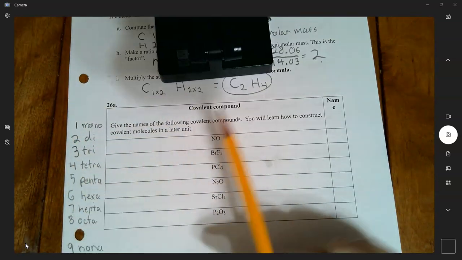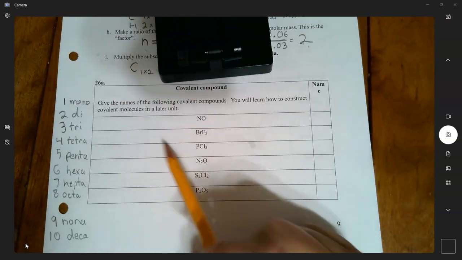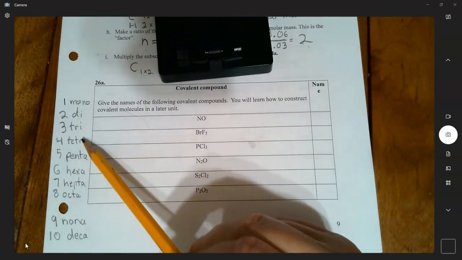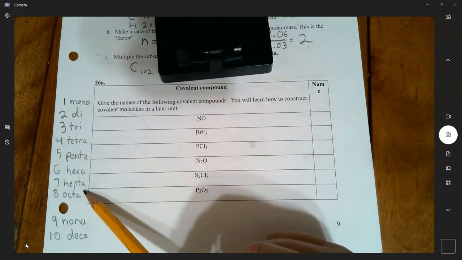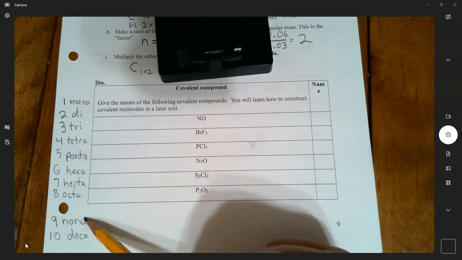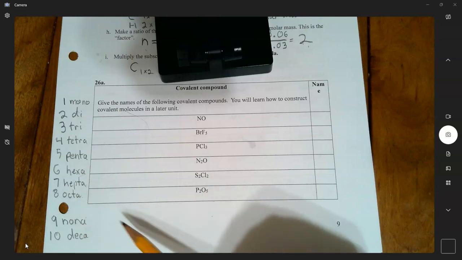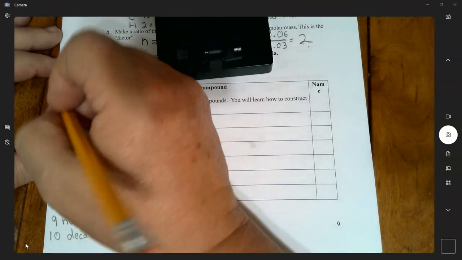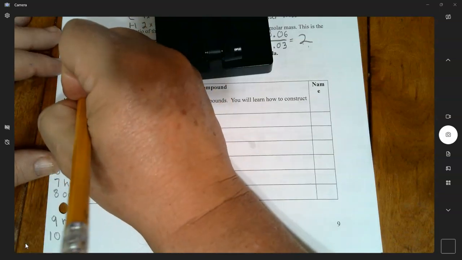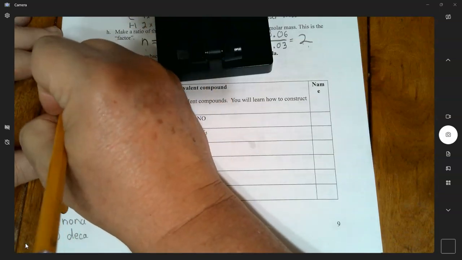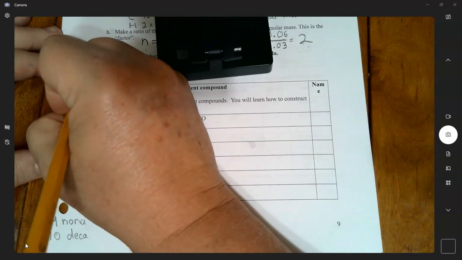Okay, 1 is mono. 2 is di, 3 is tri, 4 is tetra, 5 is penta, 6 is hexa, 7 hepta, 8 octa, 9 nona, and 10 deca. And don't use mono on the first element.